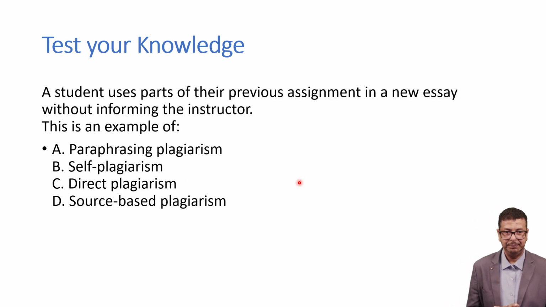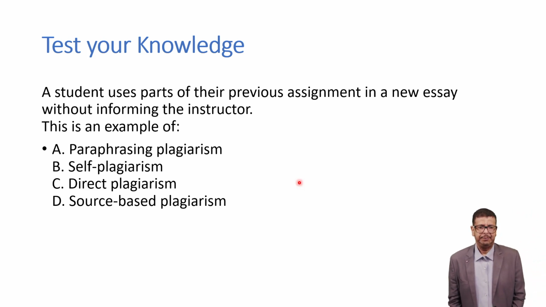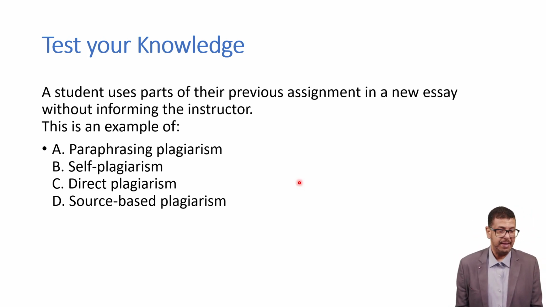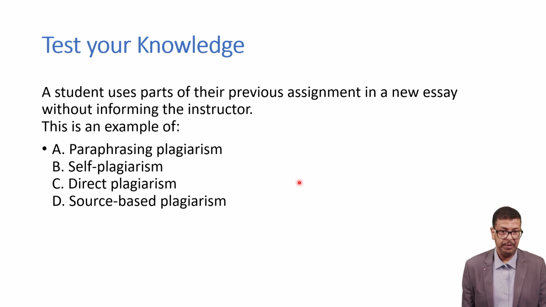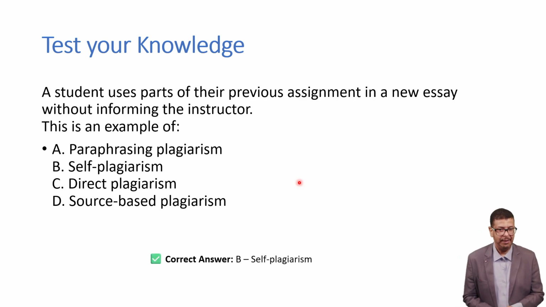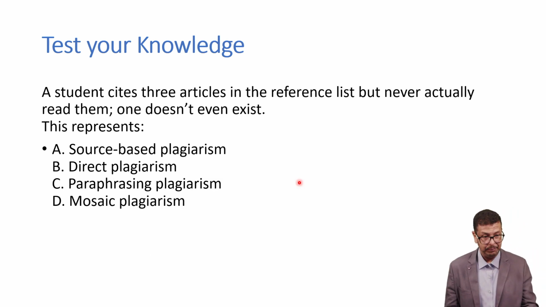Another example. A student uses part of their previous assignment in a new essay without informing the instructor. Which type of plagiarism is this? Is it paraphrasing, self-plagiarism, direct plagiarism, or source-based plagiarism? What do you think? It is self-plagiarism.